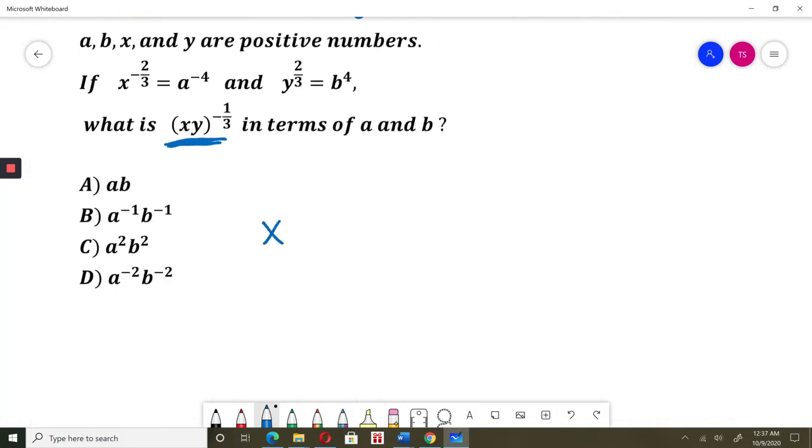The only thing I know first is x to the power of negative 2/3 is equal to a to the power of negative 4. So how to make it x to the power of positive 1? I know when I have something to the power, I multiply powers. So negative 2/3 times what will be just 1? It's the reciprocal. So here I will just put minus 2 over 3, so this would be 3 over 2.